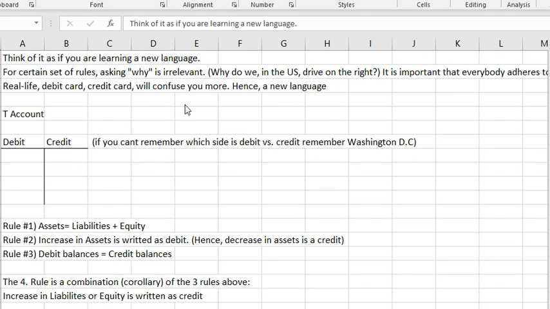Now we know the ground rules. We can start solving our first problem, which is going to be the building blocks, which is journalizing the entries.